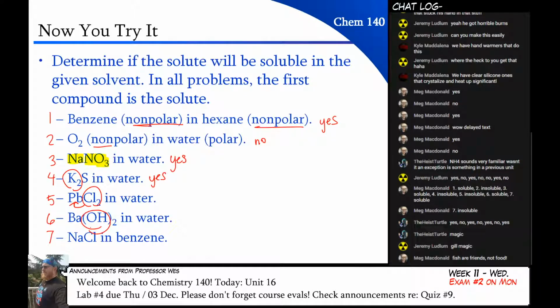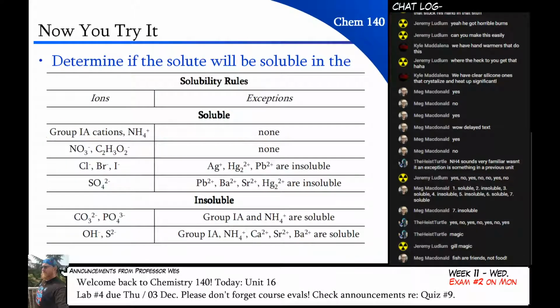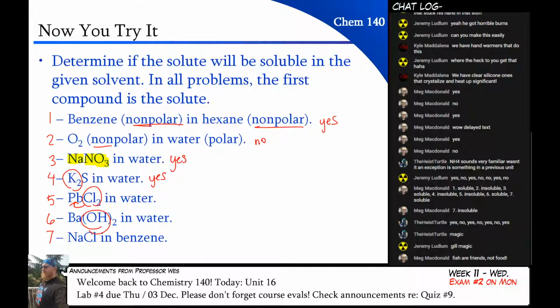Hydroxides are generally insoluble, but when they're paired with barium, well, let's see. So hydroxide at the very bottom, insoluble, but paired with any of these things, they are soluble. And barium is one of those. So we would say... Oh, sorry, we would say no here. This one's yes. And then this last one is sort of a trick.